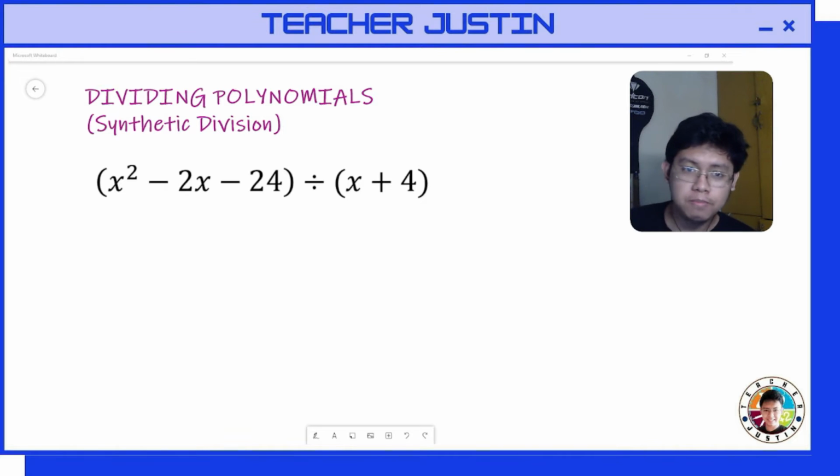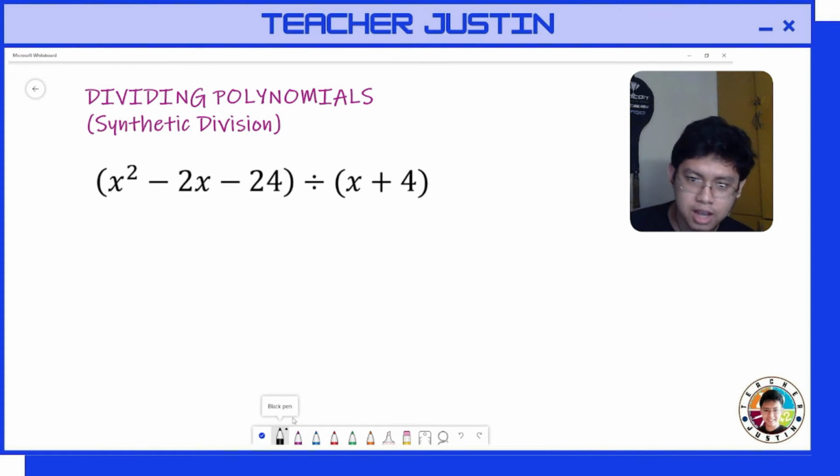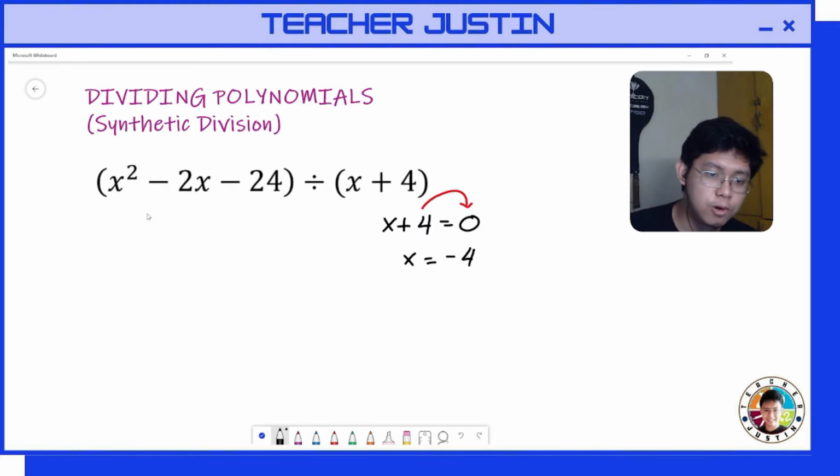In dividing polynomials using synthetic division, we will first get our divisor and equate it to 0. Our divisor is x plus 4, and let's equate it to 0. Then solve for x. Let's transpose positive 4 to the other side of the equation, giving us x is equal to negative 4. And negative 4 will be our divisor. So let's place our negative 4 here.